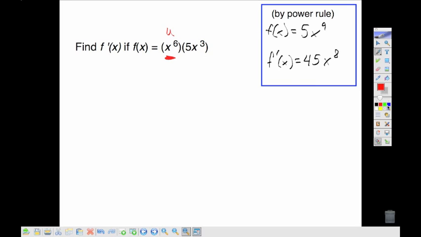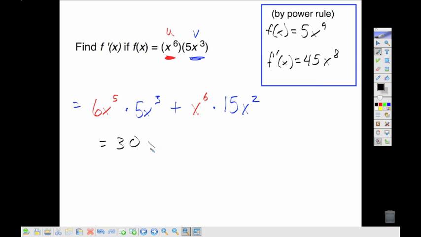So the first one, x to the 6th, we'll treat that as our u, and the second one we'll treat as the v, the 5x cubed. And so if I'm going to take my derivative here, I'm going to start with the derivative of the first part, which gives me 6x to the 5th, and I'm going to multiply that by the second part. I will not take the derivative here, just leave it as 5x cubed. Then I'm going to add it, and this time I will not take the derivative of the first one. We'll keep it as it is, and we'll multiply that times the derivative of the second one.